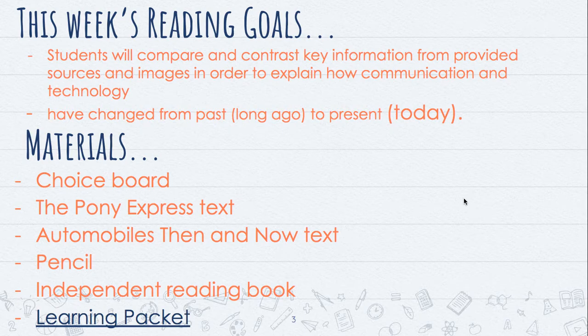The materials that you are going to need for today are your choice board, the Pony Express text, the Automobiles Then and Now text, a pencil, and your independent reading book.